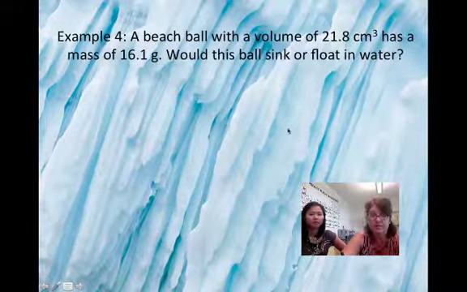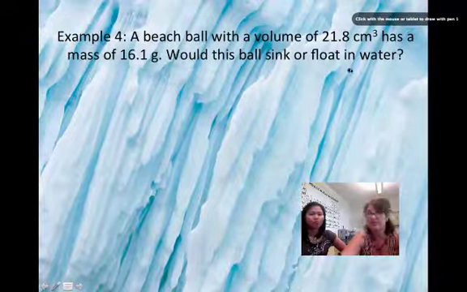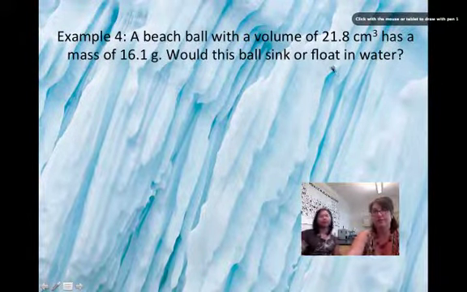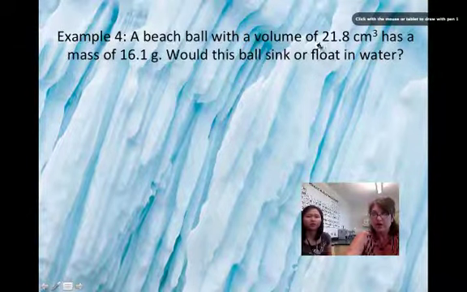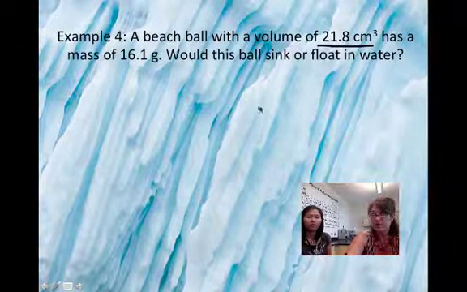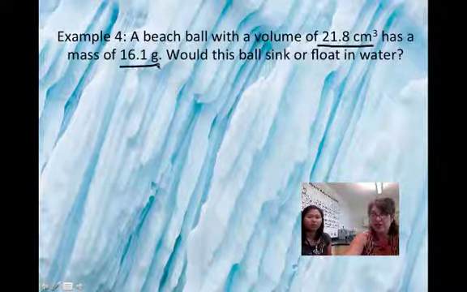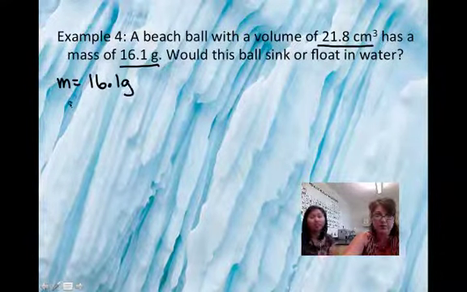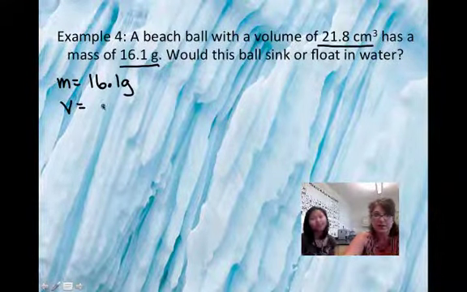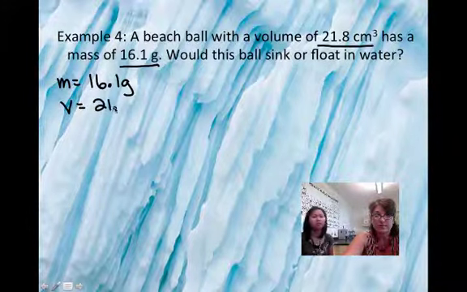Now let's do another one because I added an extra bit of information to this question. We have a beach ball and it has a volume of 21.8 cubic centimeters and a mass of 16.1 grams. So those are our givens. Let's write down our given information, 16.1 grams. Always start with a given, guys, please. Don't be so lazy in writing down. That will help you a lot.